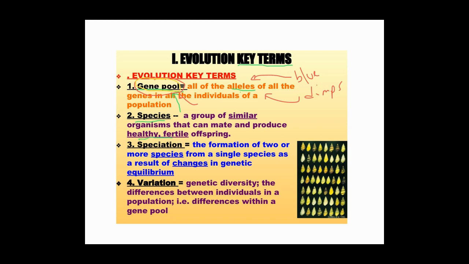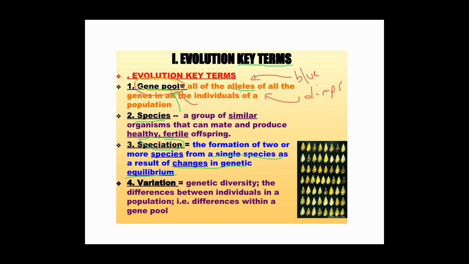Speciation, even if that definition wasn't there, you could probably figure out what that means. It's just a process of two or more species branching off from a single species as a result of changes in genetic equilibrium. So in a nutshell, it's basically the process of forming new species from one species.